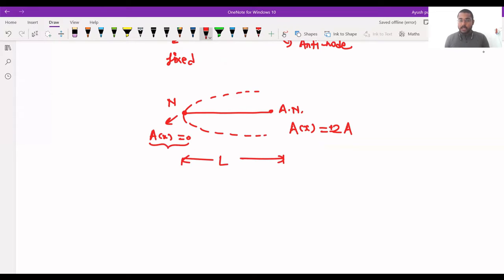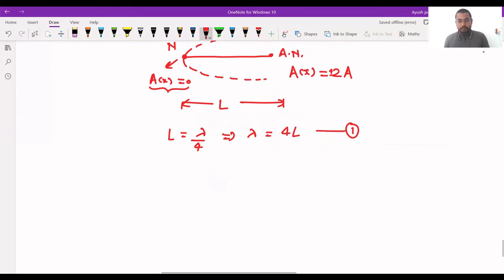And we also know that the distance between a node point and an anti-node point is lambda by 4. So this L can be written as lambda by 4, so lambda can be written as 4L, right? Let's take this as equation 1. Now we know that V is equal to F into lambda, so F is equal to V upon lambda.